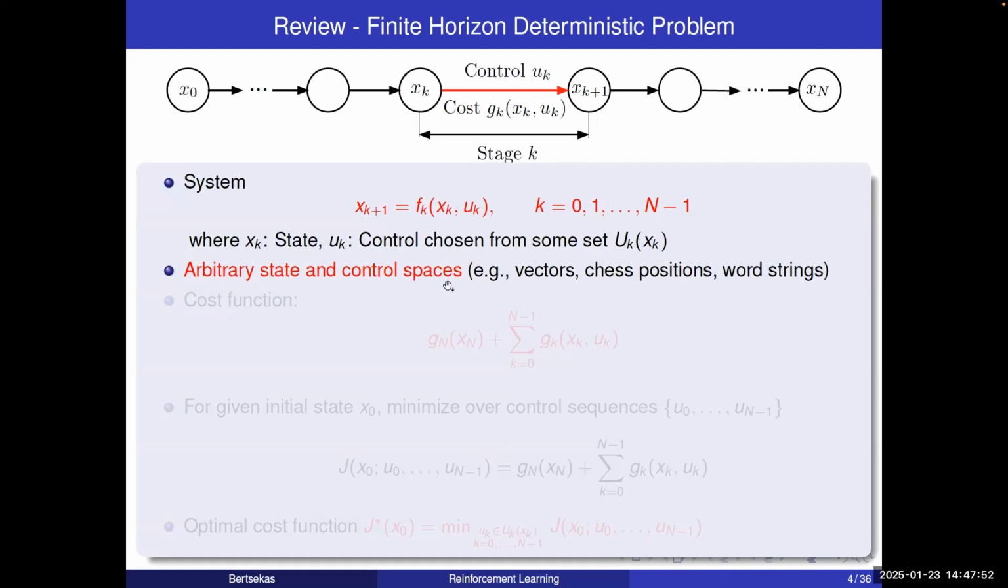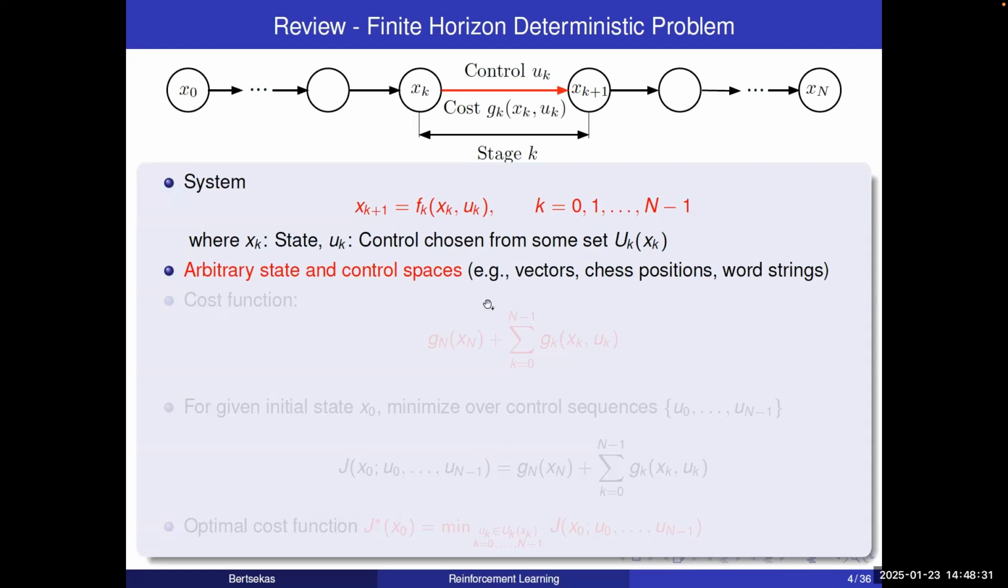Now, the state and control spaces are arbitrary here. That's an important point that I want to make. They could be vectors in two-dimensional space or multi-dimensional space. They could be chess positions, taking values from the discrete set of all possible chess positions. They could be word strings in the context of a large language model. They can be arbitrary. So all the theory, all the methods that we're going to be discussing, in principle, can be applied to arbitrary types of problems. But of course, for some problems, they may be more convenient than for others.